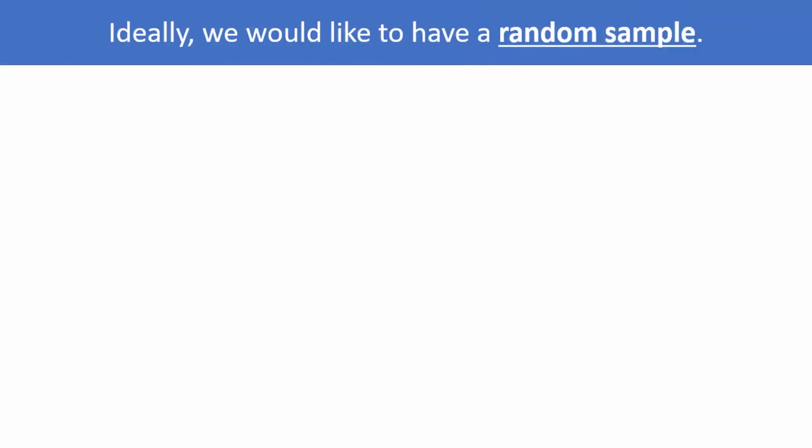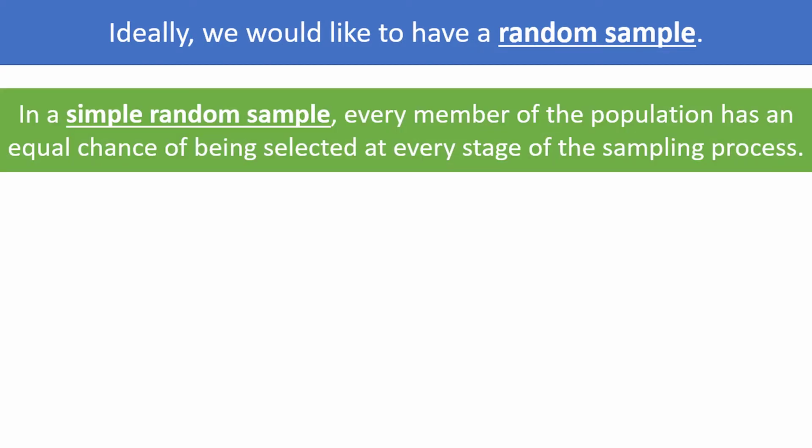Ideally, we would like to have a random sample. The gold standard of sampling is what is called the simple random sample, where every member of the population has an equal chance of being chosen at every stage of the sampling process. Oftentimes we shorten simple random sample to just saying random sample.